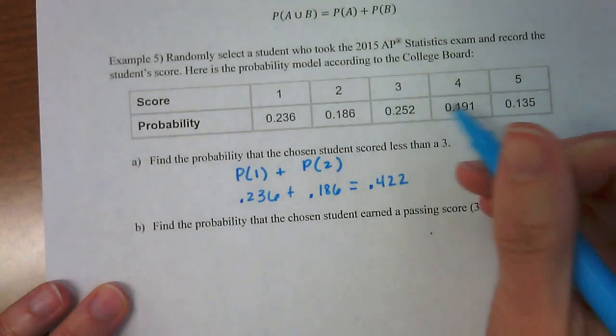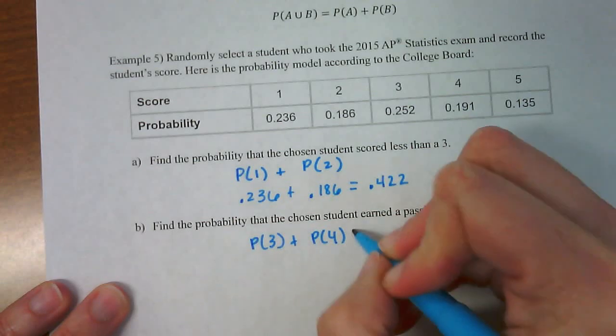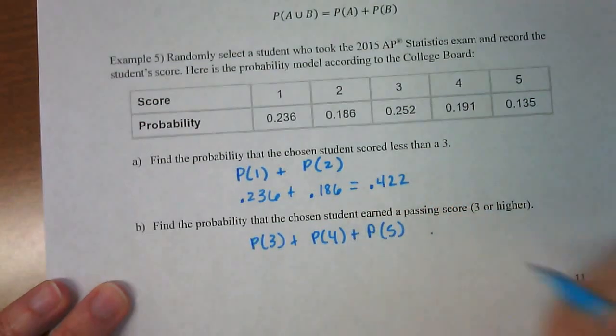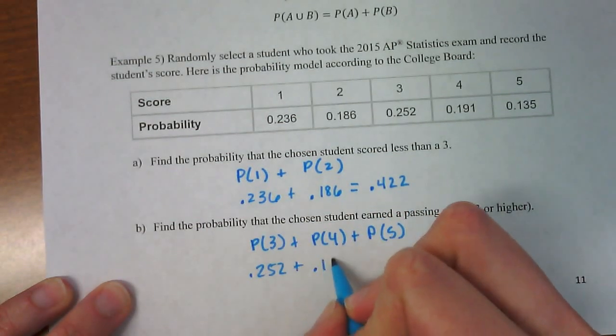3 or higher. So we have 3 different cases we're looking at. It could be a 3, 4, or 5. So we would just add those 3 probabilities together.